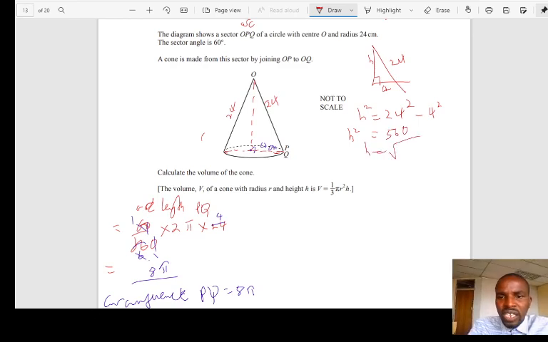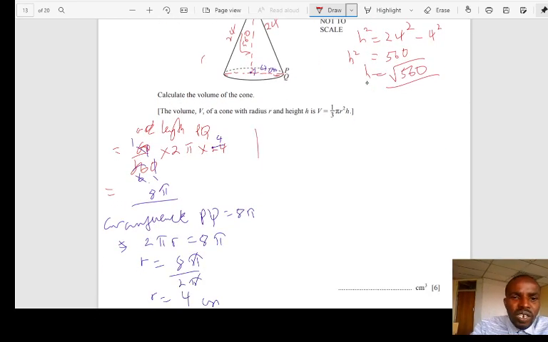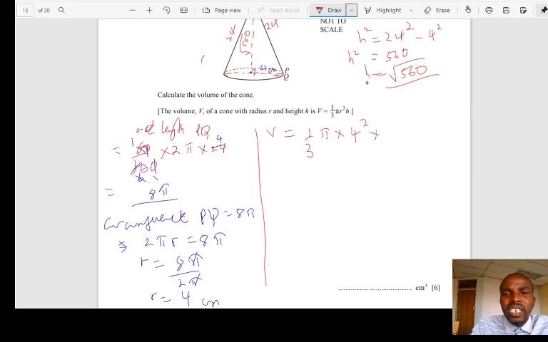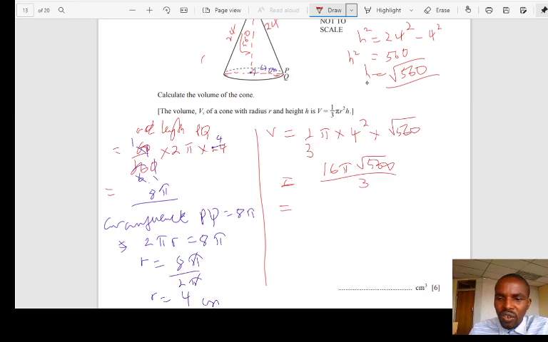So your h will be the square root of 560. That will be the height. So this height is square root of 560, like this. Then now you can find the volume of a cone. So you say volume is equal to, given this formula, 1 over 3 pi r squared h, times pi times radius 4 squared times our height, which is root of 560. Then it is equal to 16 pi times root of 560 over 3. You can't simplify that one.